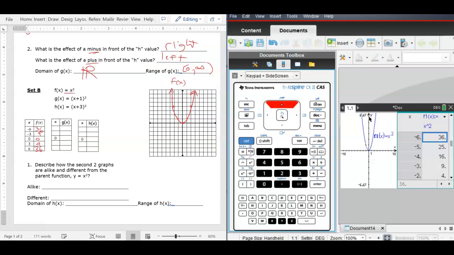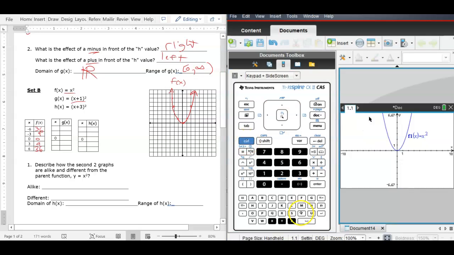Now, that was f of x. Let's do g of x. Control T, get rid of the table. Tab. And we're going to do parentheses x plus 1 parentheses squared. Okay, it looks like it moved to the left one. So Control T.